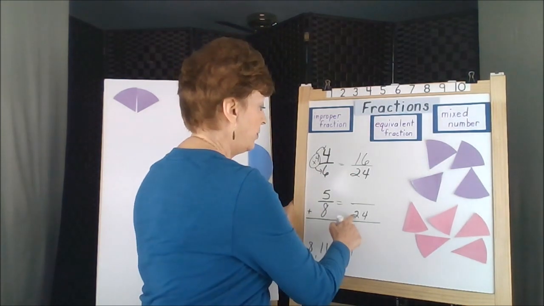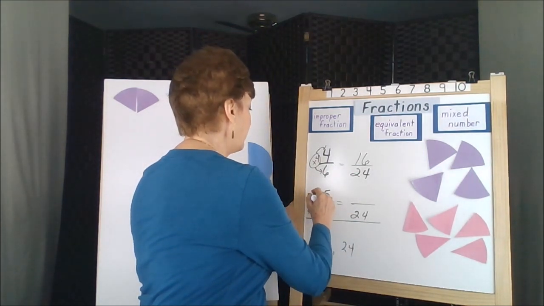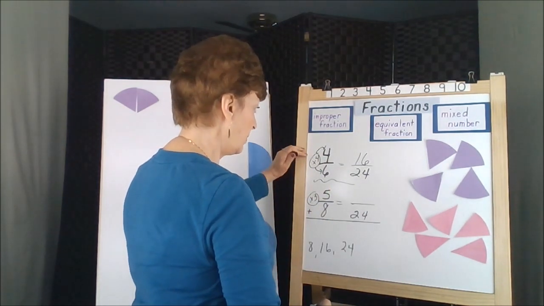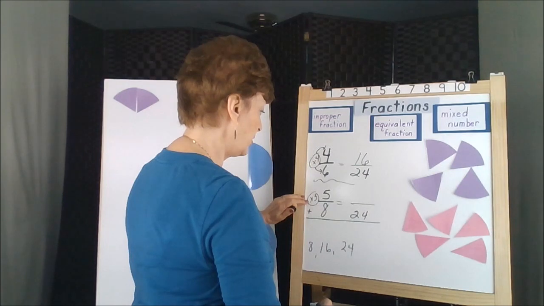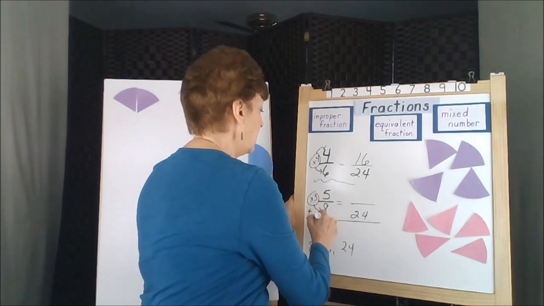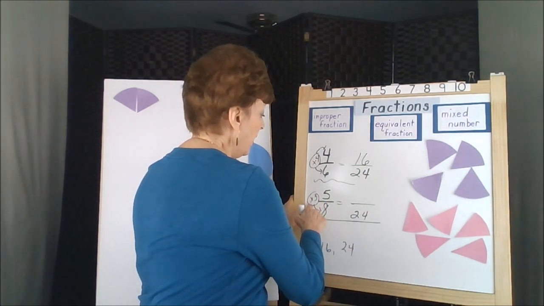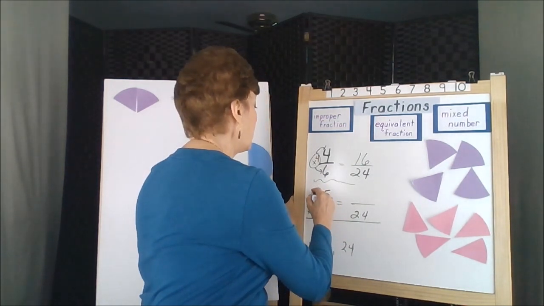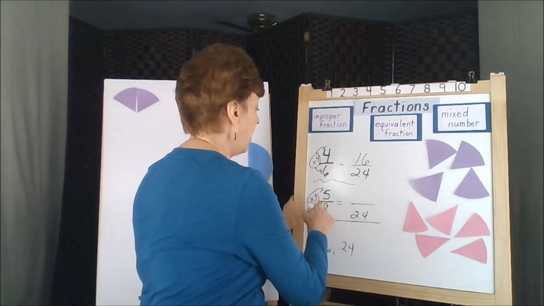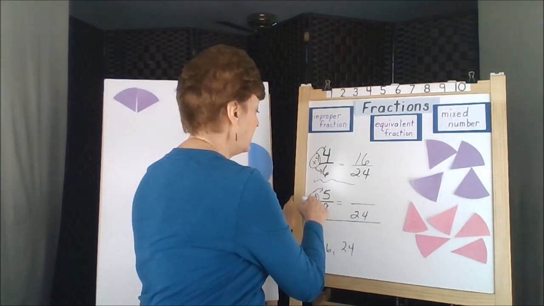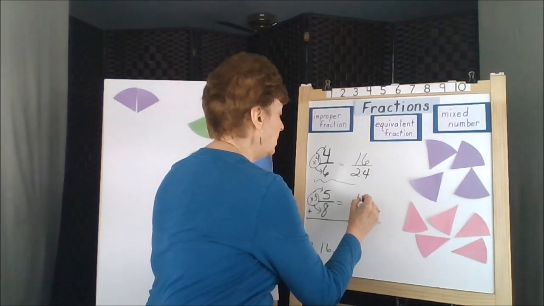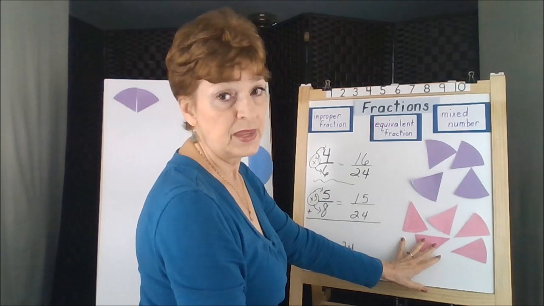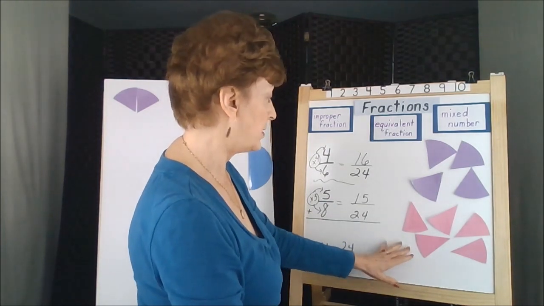8 times 3 is 24. So for the bottom fraction, we're going to use times 3. This one we used times 4. This time we're using times 3. So if I multiply the denominator of this fraction times 3, I also have to multiply the numerator of this fraction by 3. 3 times 5 is 15. So these 5 pieces are going to give us 15 24ths.